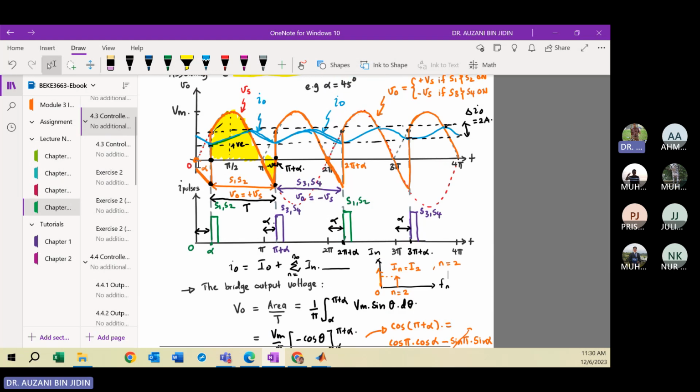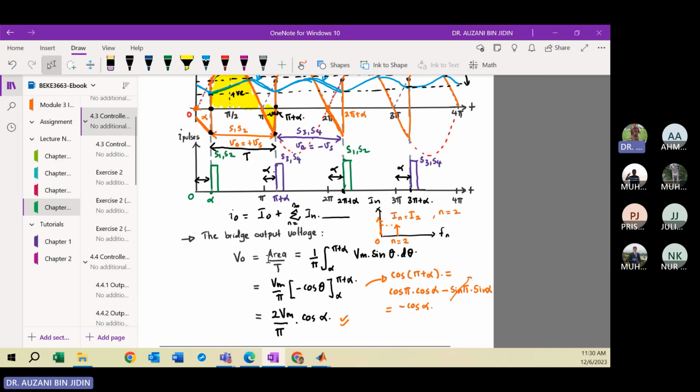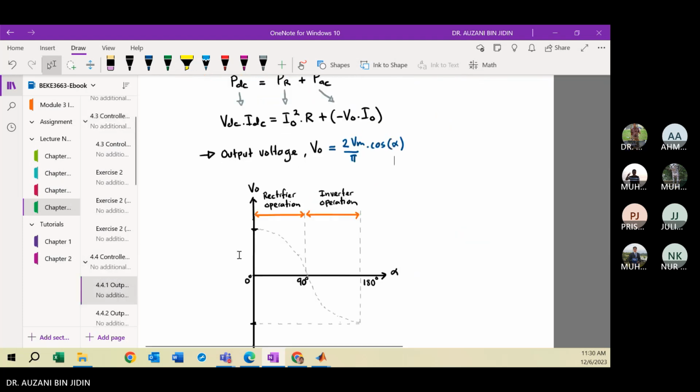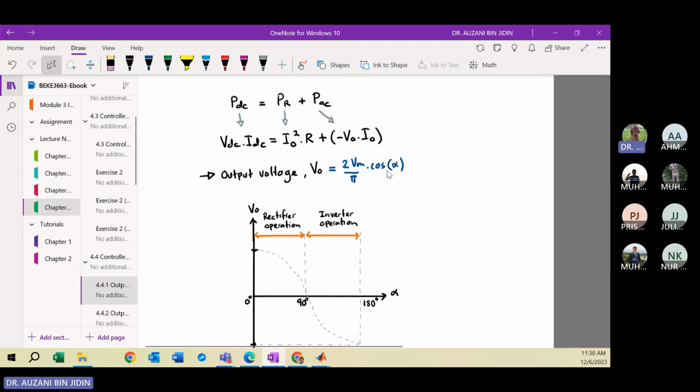Based on this wave shape of the output voltage, you can calculate the output voltage, which is the area divided by the period. Then you apply the trigonometric identity, and finally you get this equation, 2Vm per pi cos alpha. From here, you can actually get two regions.